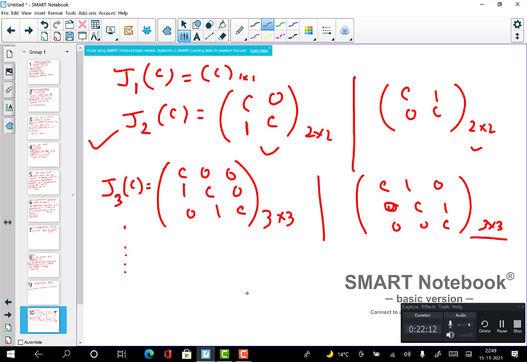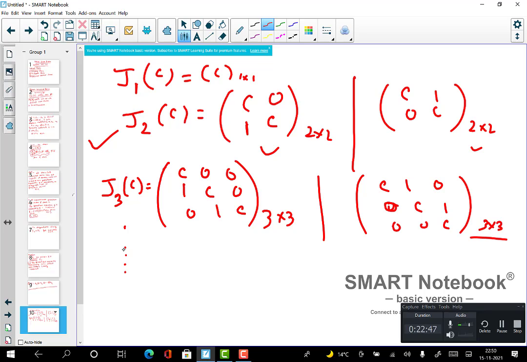Okay, now these are the Jordan blocks. If we decompose a matrix in terms of these Jordan blocks, then those matrices are called the Jordan canonical form of the given linear operator, or the matrix form of the linear operator, it doesn't matter. Clear? So what is the Jordan canonical form? It is the form where you can write the operator in terms of Jordan matrices.